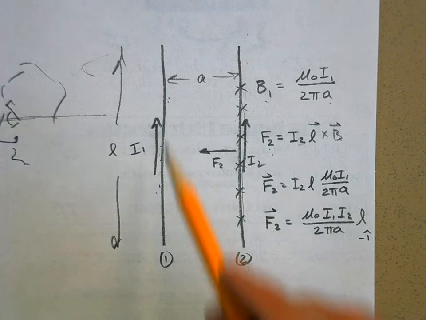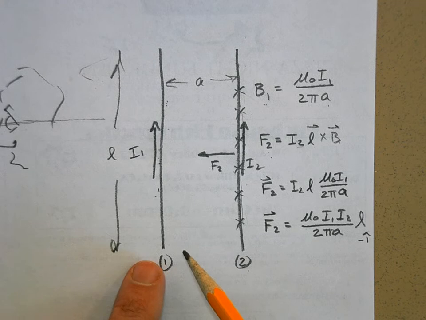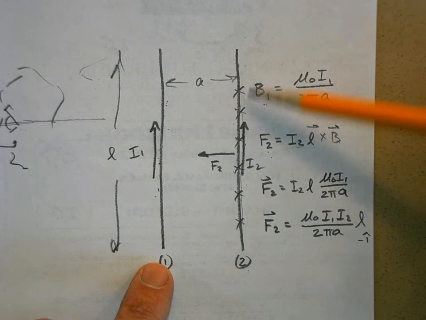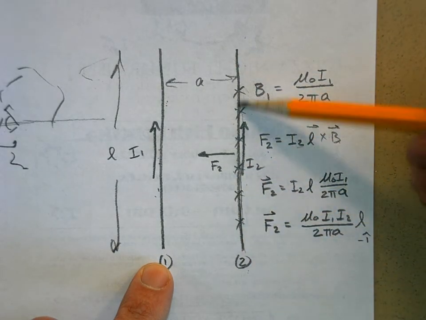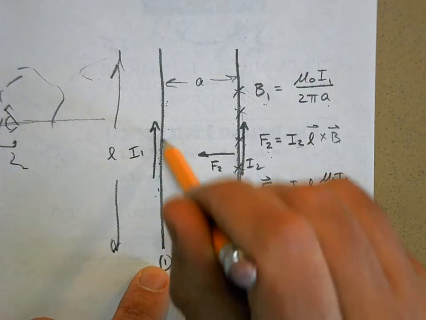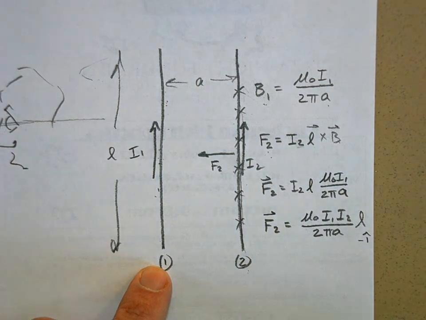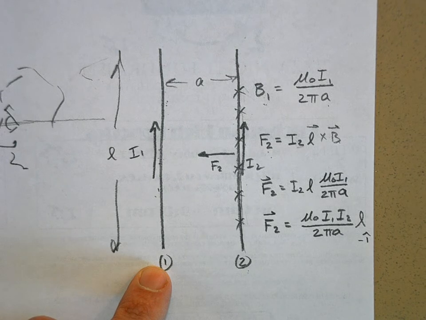Now let's look at wire 1. Because wire 1 is going to feel a force, isn't it? Due to the magnetic field of I2. So here's I2. This current is coming up. And because of that, it creates a magnetic field. And we want to know what is the magnetic field at the location of wire 1. Everybody take your right hand in your imagination and grab wire 2 and tell me what is the direction of the magnetic field at the location of wire 1. Is it out of the board or into the board?